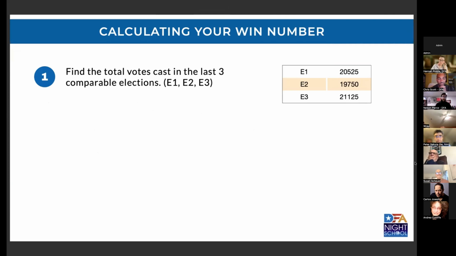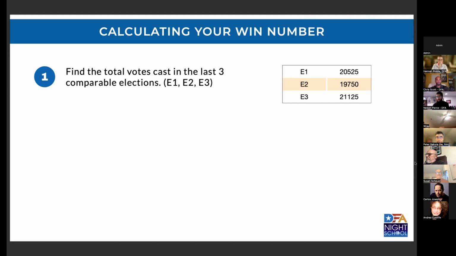But to calculate a win number, you find the total votes in the last 3 comparable elections. You want to think about not only the race that is run, but what are the other races around it. And this is especially true for congressional races this year. You wouldn't want to do 2020 or 2016 because they were presidential elections. So if you're looking at a congressional, you'd want to do 18, you'd want to do 14, and you'd want to do 10. You want to do the 3 last comparable elections.